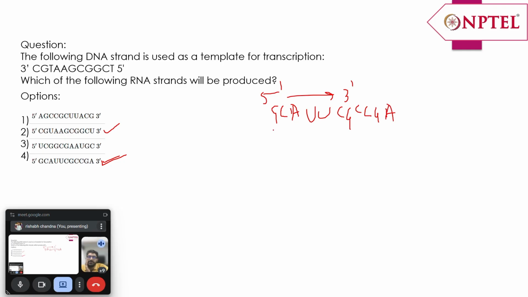Okay, so this would be the sequence of the RNA, and sorry for my handwriting. So this is the sequence that we'll get from the RNA. So that is option number 4.